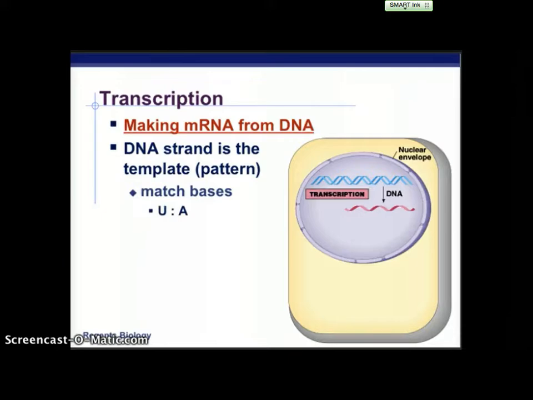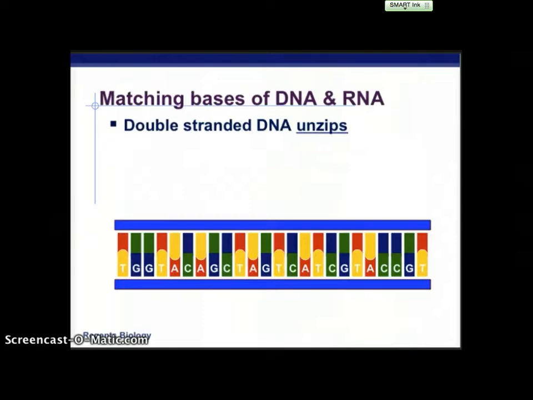We're going to do this by pairing a U in the mRNA anytime the DNA has an A, and a G with a C. This is going to take an enzyme called RNA polymerase. Remember, a polymer means many, and anything that ends in ASE stands for an enzyme. So let's look at this a little closer: matching the bases of DNA and RNA.